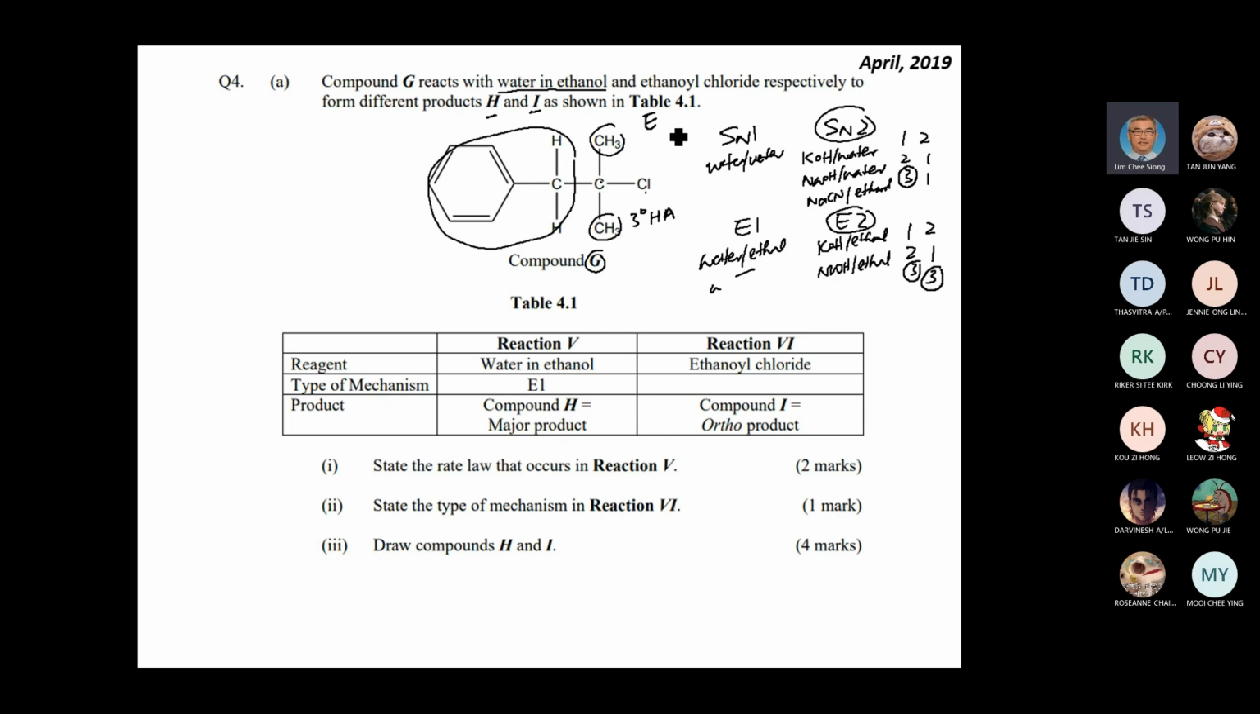This one should be an E compound. E what? Look here, water in ethanol. So this one should be E1. Tertiary haloalkane, E1. How many steps? 2 steps. Now see, water in ethanol under E1, number 1, 2, 3. Compound H is the major product.